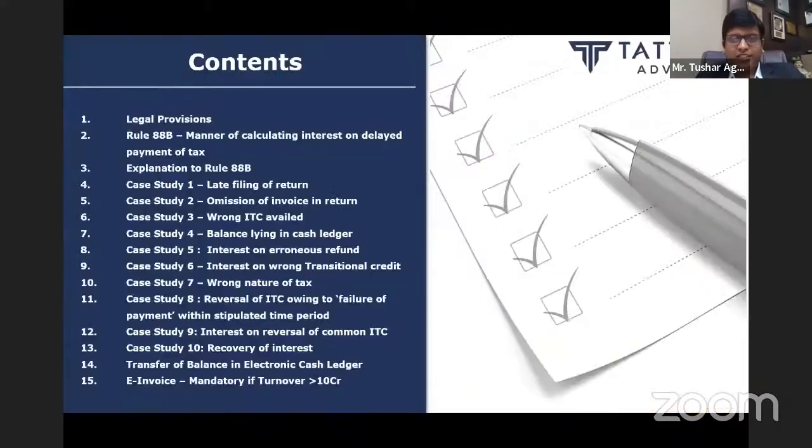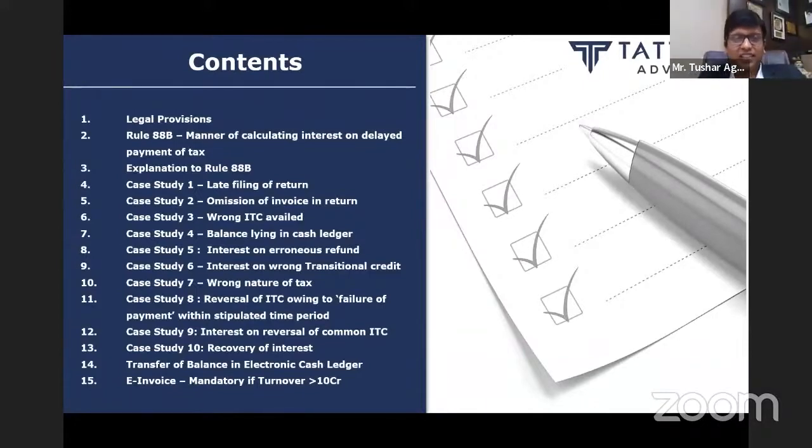Friends, in today's session, we will be discussing three topics. First is changes in interest provision. Second, transfer of balance in electronic cash ledger among different GSTINs under the same PAN. And third is e-invoicing. Coming to the first topic related to the interest provision.